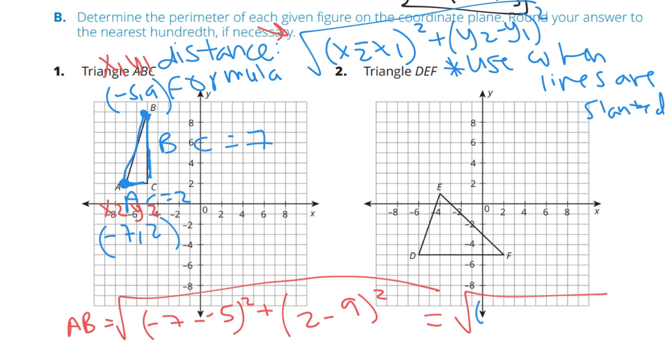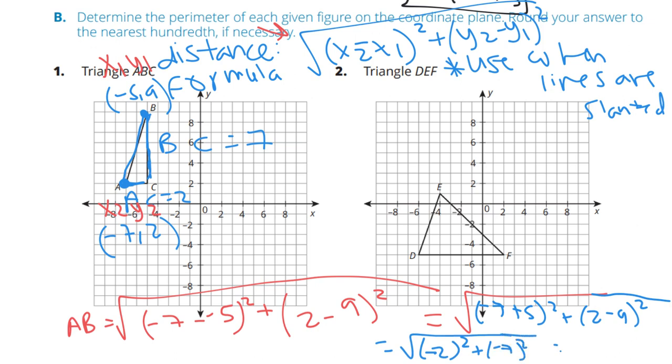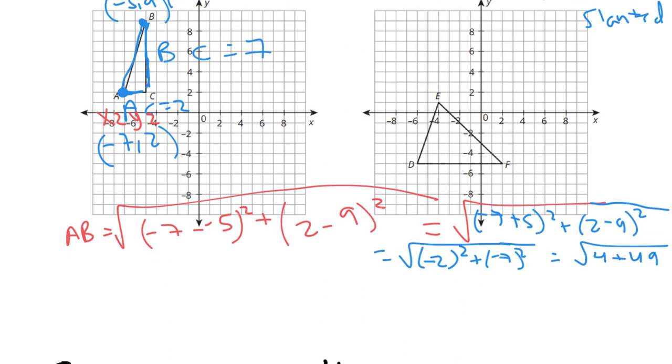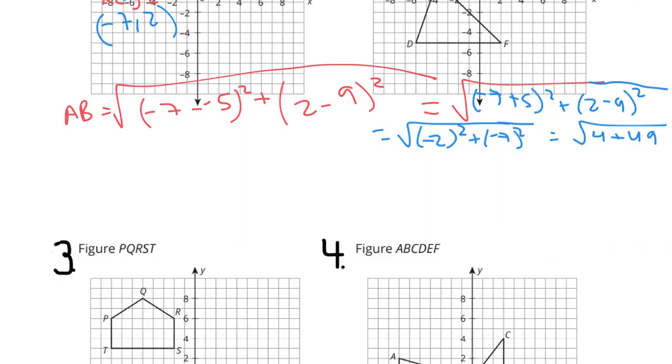So I have -7 plus 5 squared, and then 2 minus 9 squared. And I'm going to extend this. So let's go ahead and calculate that. -7 plus 5 is -2 squared, plus 2 minus 9 is -7 squared, and then -2 squared is 4 plus 49. And then 4 plus 49 is going to be 53.